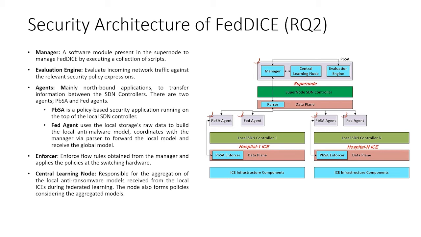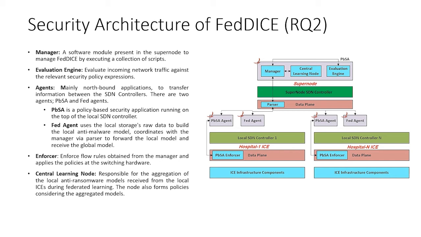The first one is PBSA, a policy-based security application running on top of the local SDN controller, and firstly it mirrors all the incoming packet information and formats it for machine learning purposes. This module also stores the formatted packet information in a local repository. The second one, Fed agent, builds the local anti-malware ML model. The component enforcer enforces the flow rules, and the last one is the central learning node. It is present in the supernode, and it performs the global aggregation of the local models to form the global model in the federated learning.